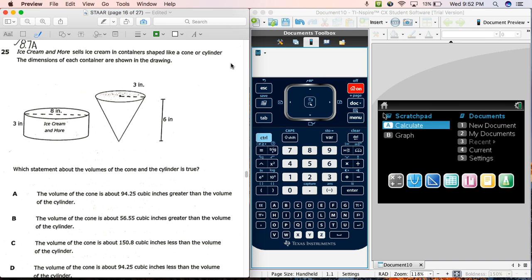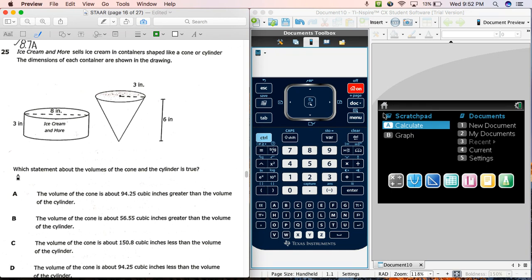Okay, so we are now on problem number 25. It's TEACS 8.7a. Let's see what it says. It says ice cream and more sells ice cream in containers shaped like a cone or cylinder. The dimensions of each container are shown in the drawing. Okay. Which statement about the volumes of the cone and the cylinder is true?